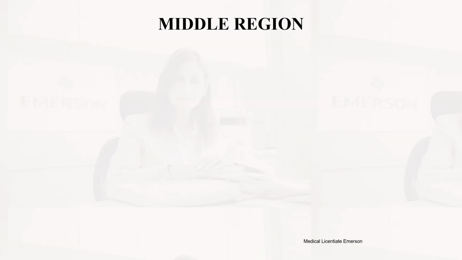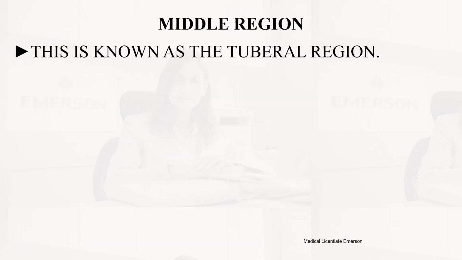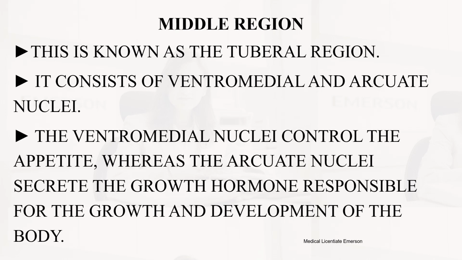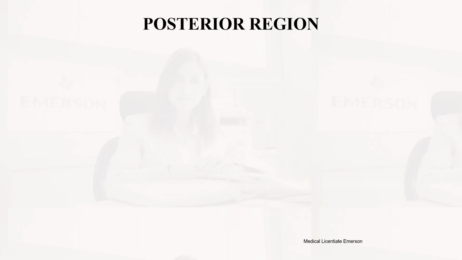Okay. Then we have the mid region. The mid region is also known as the tuberal region. It consists of the ventromedial and arcuate nuclei. The ventromedial nuclei control the appetite, whereas the arcuate nuclei secrete the growth hormone responsible for the growth and development of the body.